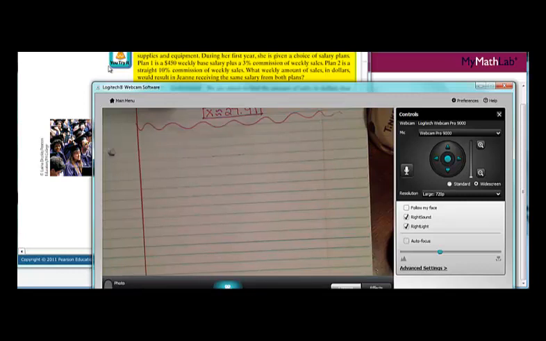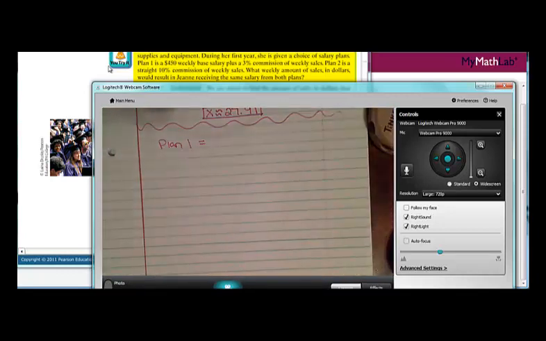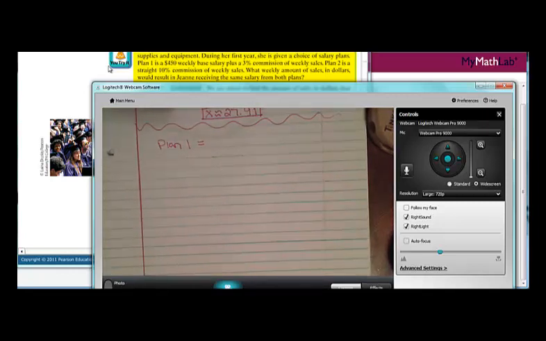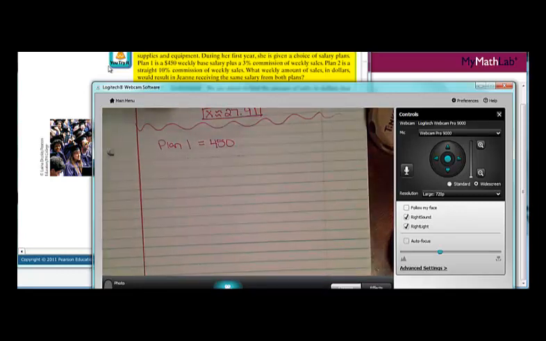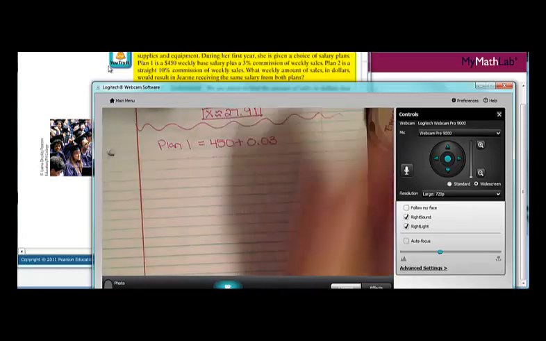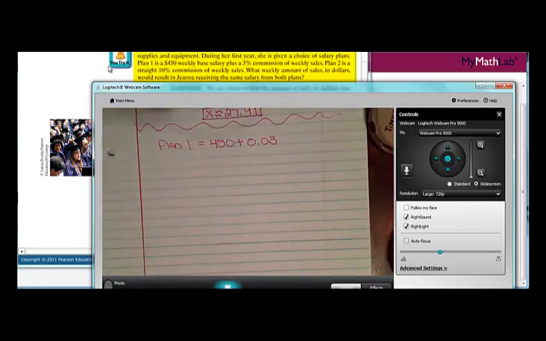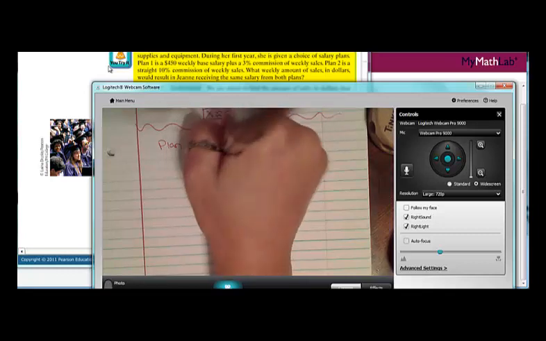Okay, so I'm not even going to read anymore. I'm just going to make an equation for plan 1. So we have plan 1, and I'm going to say equals because this is what we're trying to figure out, what is the best plan. So plan 1 is $450. She's going to get that regardless. And then she also gets a 3% commission on weekly sales. So plus 0.03, and then commission is however much stuff you're selling. So we don't know what that is. So I'm going to say X is my commission. We don't know how much that is, but we're going to get 3% of it with our plan 1.